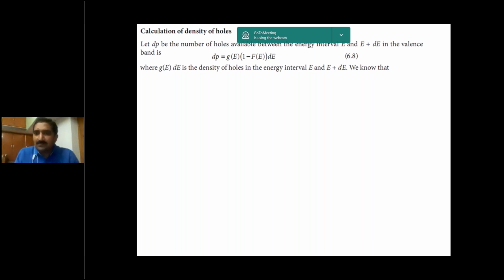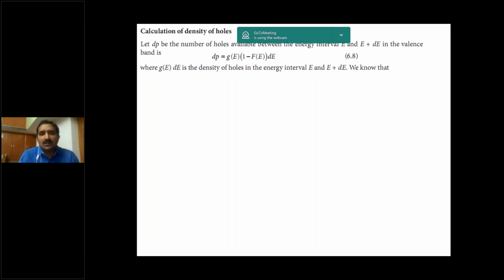Let dP be the number of available holes between the energy interval E and E plus dE in the valency band. That is dP is equal to g of E into 1 minus f of E into dE. The value of g of E into dE is called density of states. Here, the density of electrons, here the density of holes in the energy interval E and E plus dE.